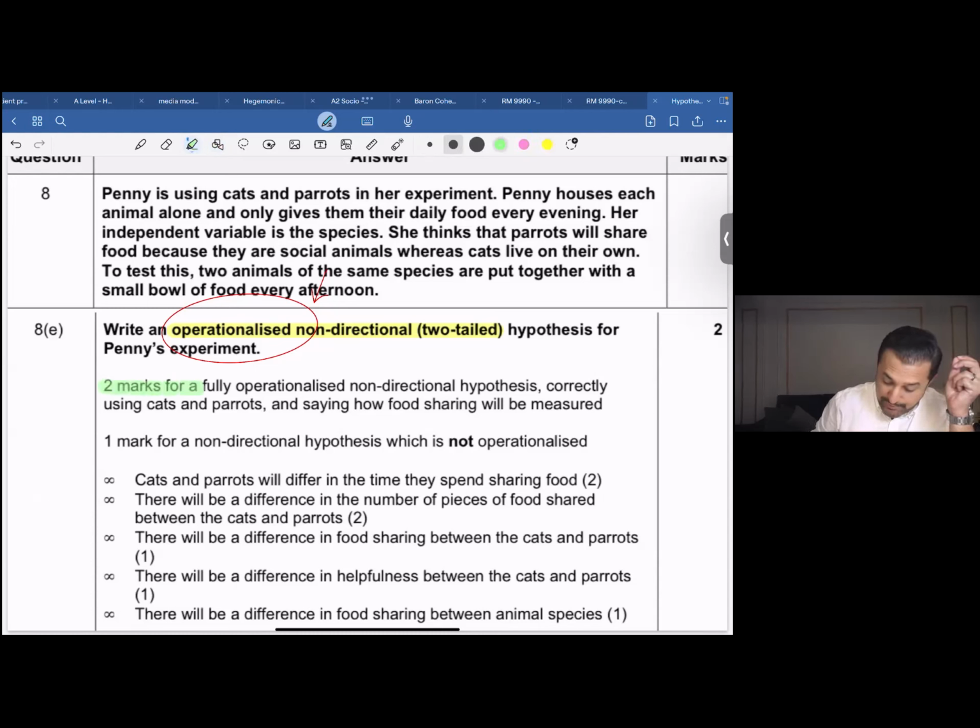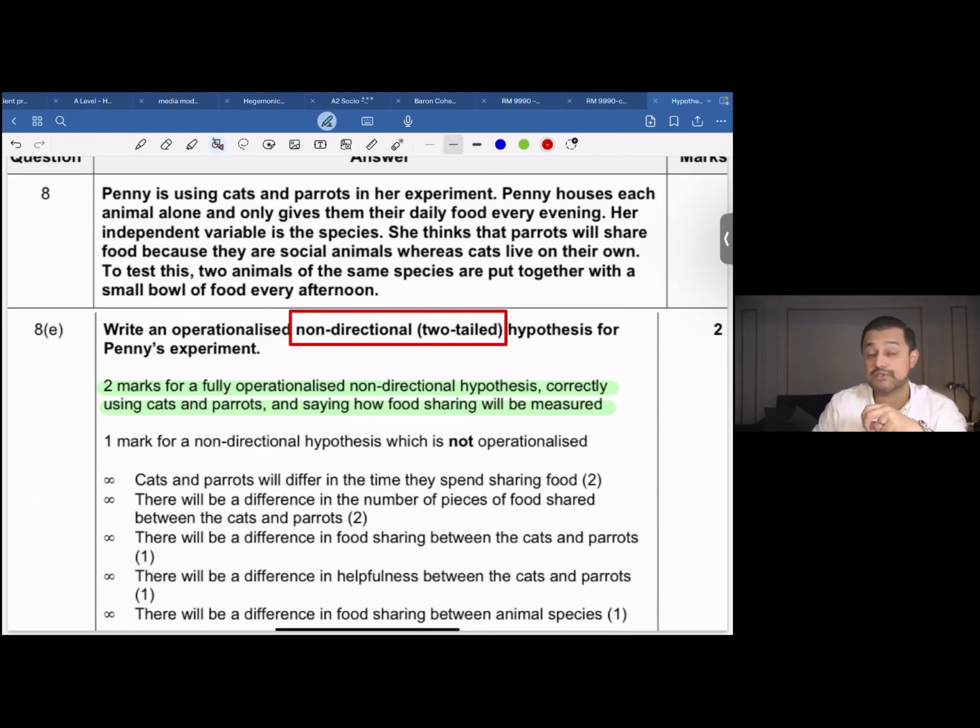2 marks for a fully operationalized non-directional hypothesis, correctly using cats and parrots and saying how food sharing will be measured. Now see, the question requires us to write a non-directional hypothesis. I've seen many students getting confused here. You need to remind yourselves of what a non-directional hypothesis is before you even start writing this. Remember, a non-directional hypothesis is when you say there is one variable affecting another variable, but you're not specifying in what direction the change would be.